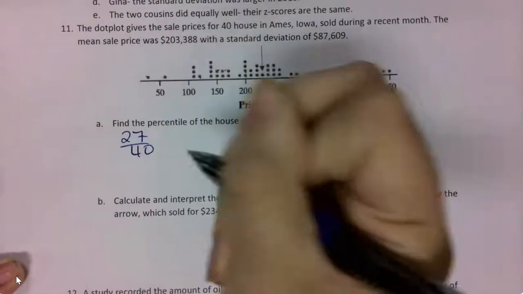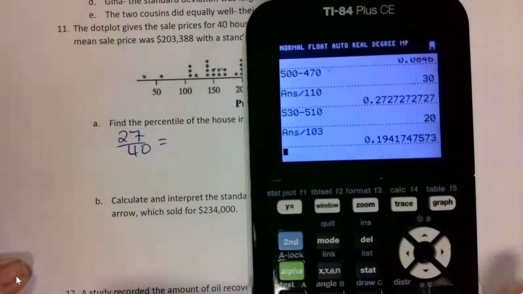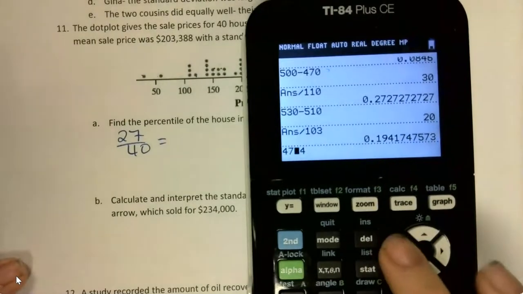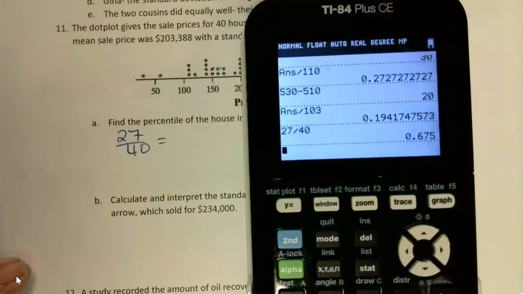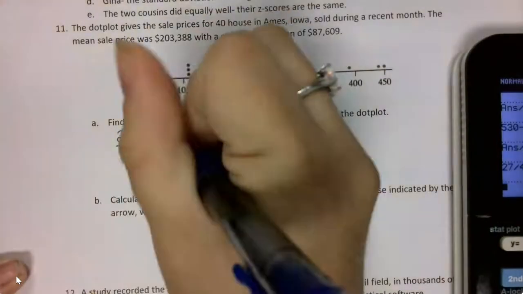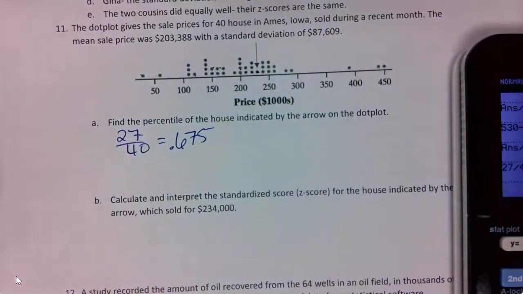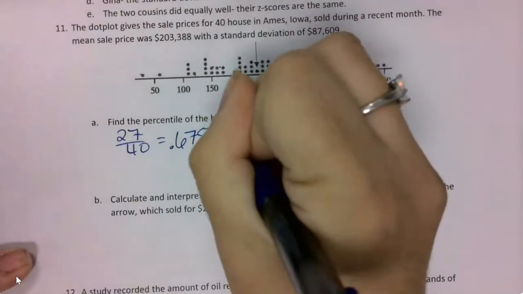I know there was 40 total houses. So then I want to go ahead and divide 27 by 40. I really messed that up. Okay, so that gives me 67.5, or 0.675. So I will round up and say the 68th percentile.